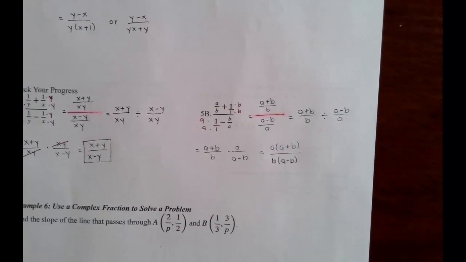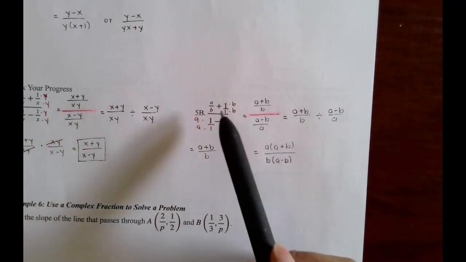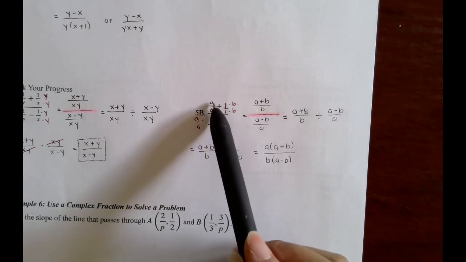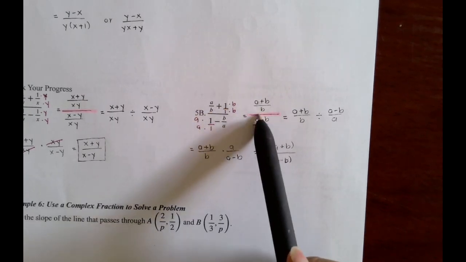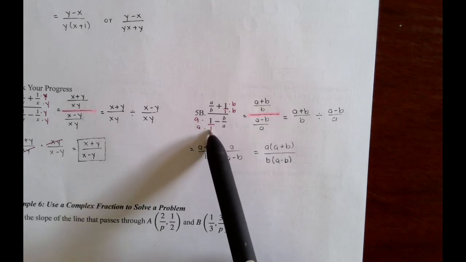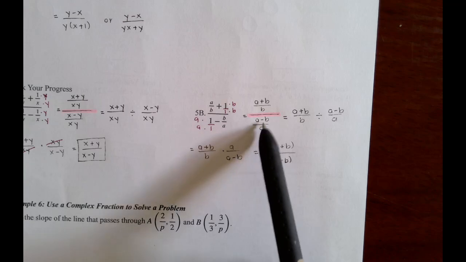Okay. Here's the next one. So here, common denominator is b, so top and bottom multiplying by b, so that's why it's a plus b over b. For this, common denominator would be a, so multiply top and bottom by a, and that's why it's a minus b all over a.